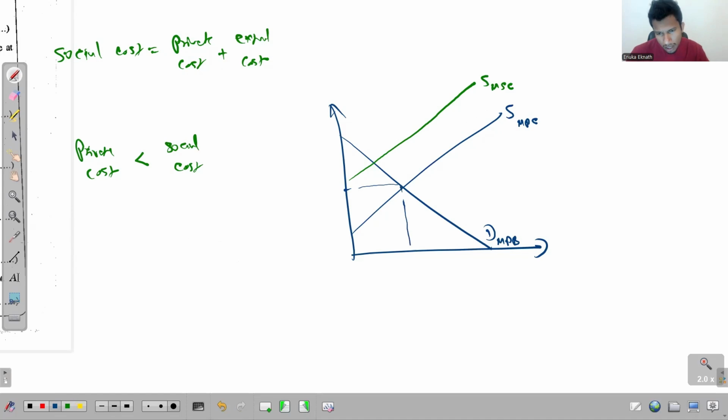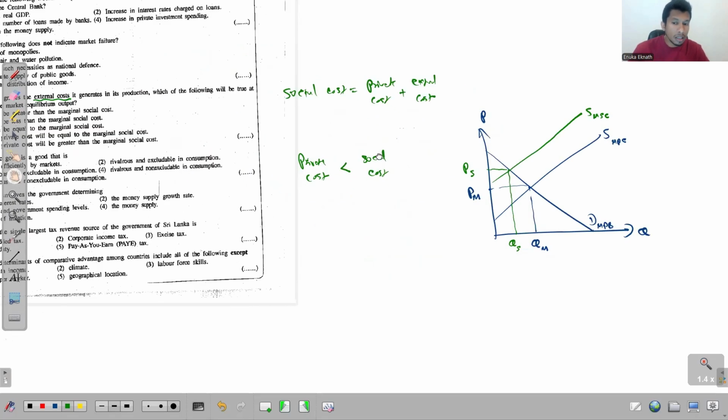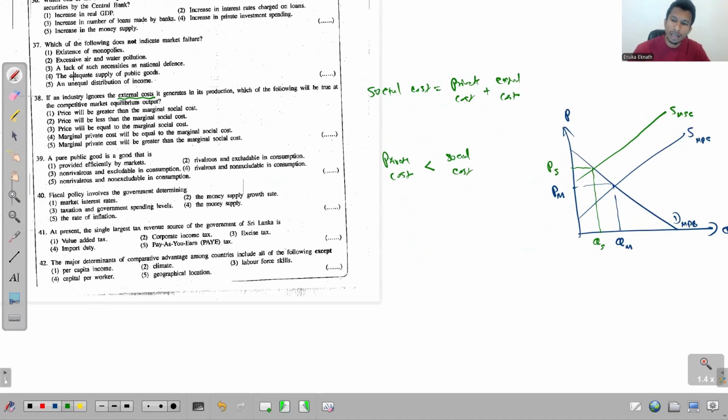This is the market price. On this side we get the quantities and on this side we get the prices. So this is the current price in the market and this is the current quantity in the market. But if the firms consider the social cost, then their price has to be higher than the current market price. So this is a price based on social cost, and this is the quantity based on social cost. Now, if you have all these, you will be able to find the correct answer very simply.